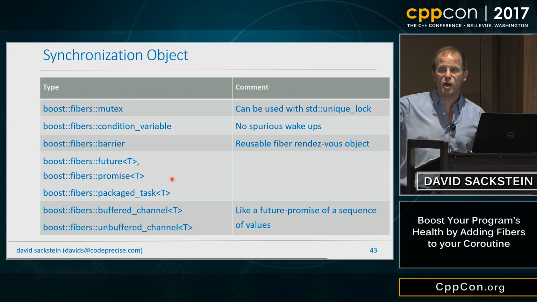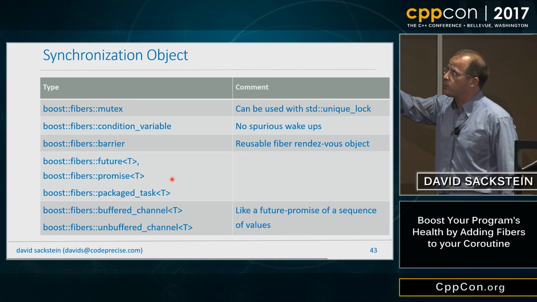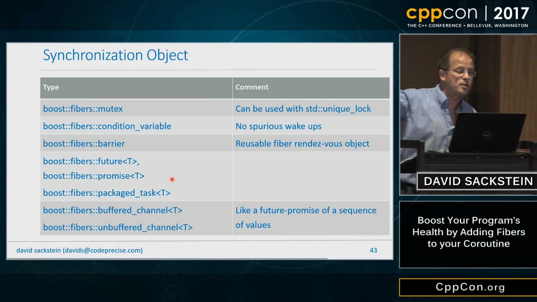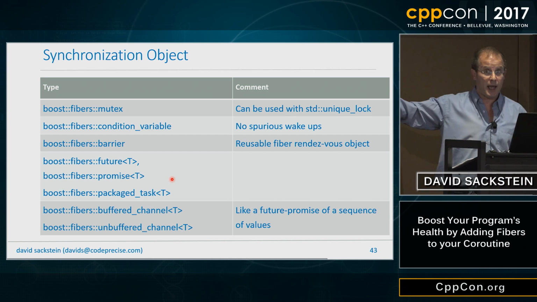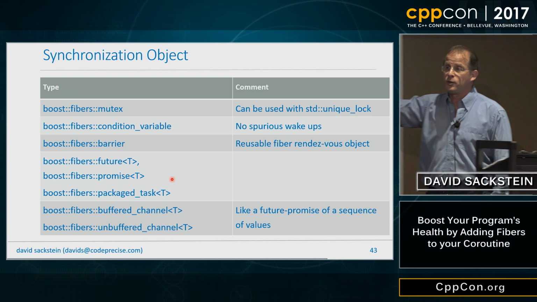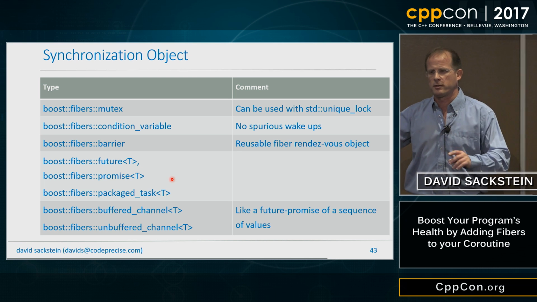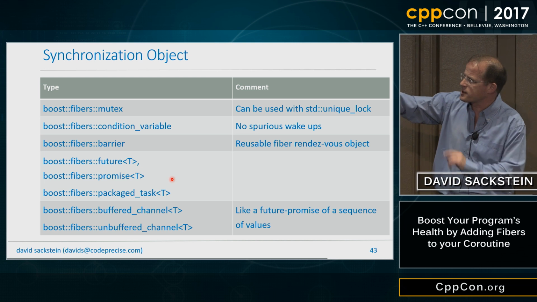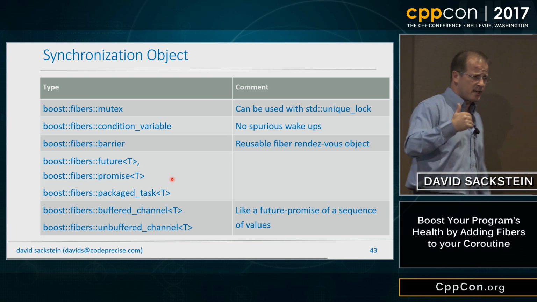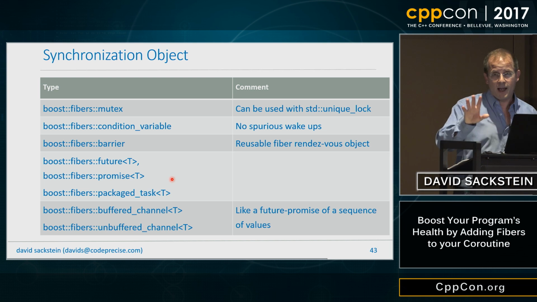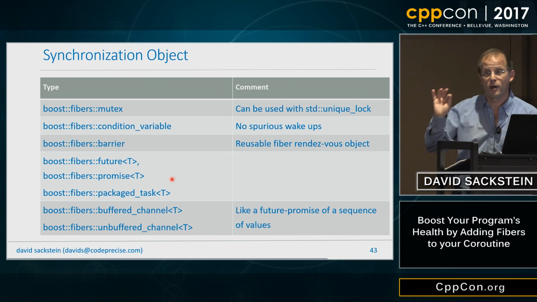So these are the synchronization objects that you have within the fiber library. You have mutexes that are all within the right namespace, as you can see. Condition variables, barriers, future, promise, packaged task, as you might expect. And you also have a buffered channel and unbuffered channel, which behave like a future. Two sides of a future, like a future and a promise. But instead of generating one value, they generate a sequence of values. And again, what's important to understand is that these do not block the thread.